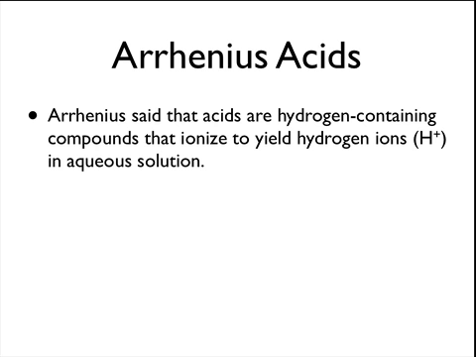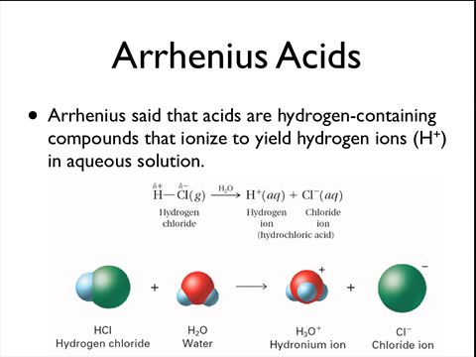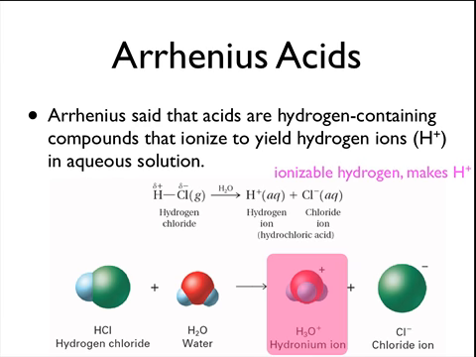Bases taste bitter, feel slippery, change color in an acid-base indicator, and can be strong or weak electrolytes in aqueous solution. Arrhenius acids are hydrogen-containing compounds that ionize to yield hydrogen ions, H+, in aqueous solution. Now this often is actually bound as a hydronium ion. So what we see here is that the hydrogen is ionizable. It becomes H+. And in this case, because it's in water, it creates a hydronium ion, which is H2O plus H+, so it becomes H3O+.